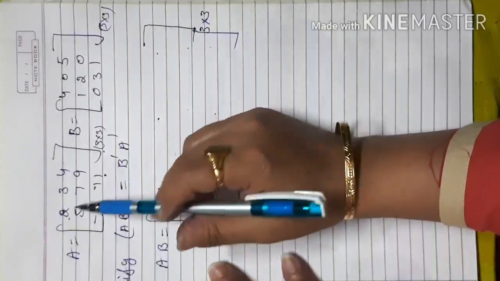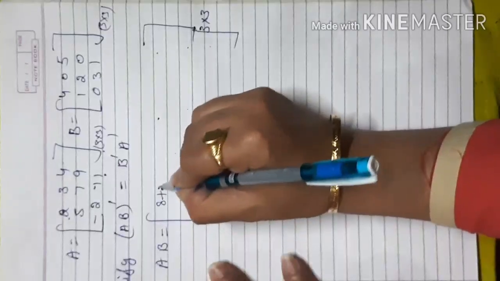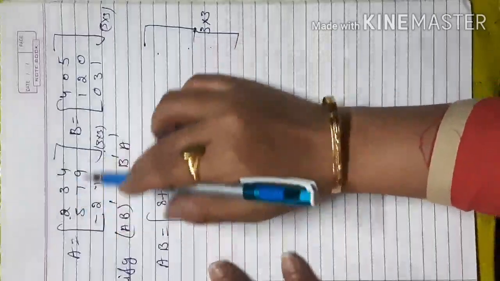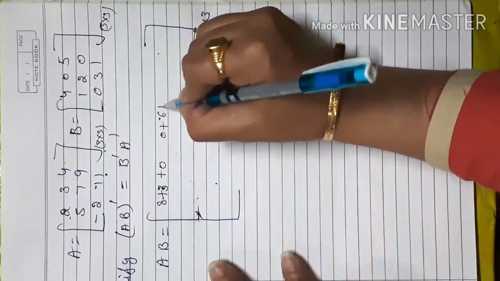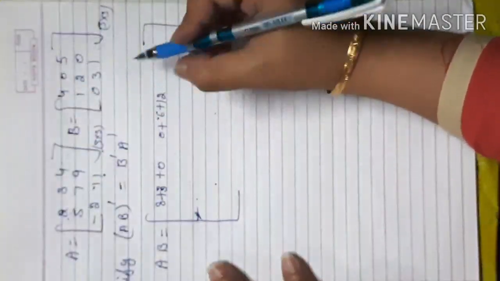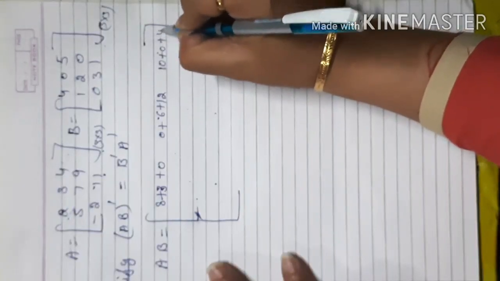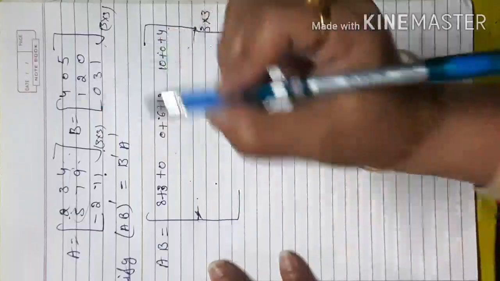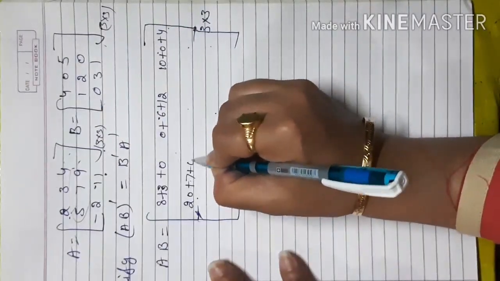So I will get 8 plus 3 plus 0. Similarly, first row and second column, when I multiply, I will get 0 plus 6 plus 12. So now first row, third column. When I multiply this, I get 10 plus 0 plus 4. Similarly, second row, first column. When I multiply, I will get 20 plus 7 plus 0.